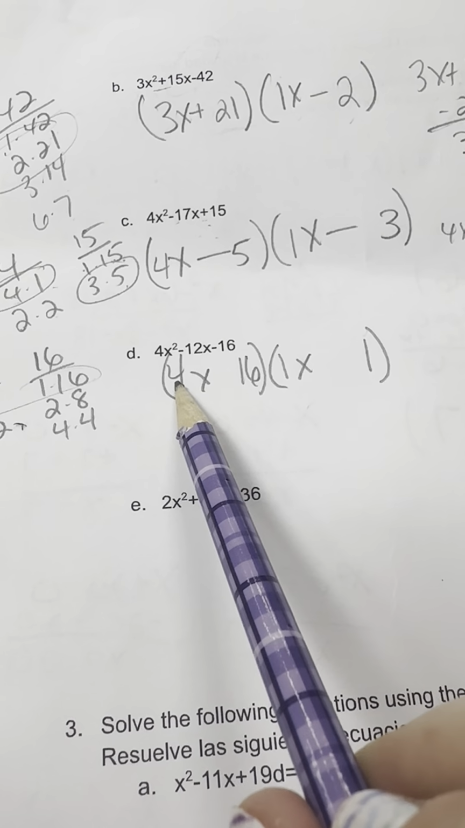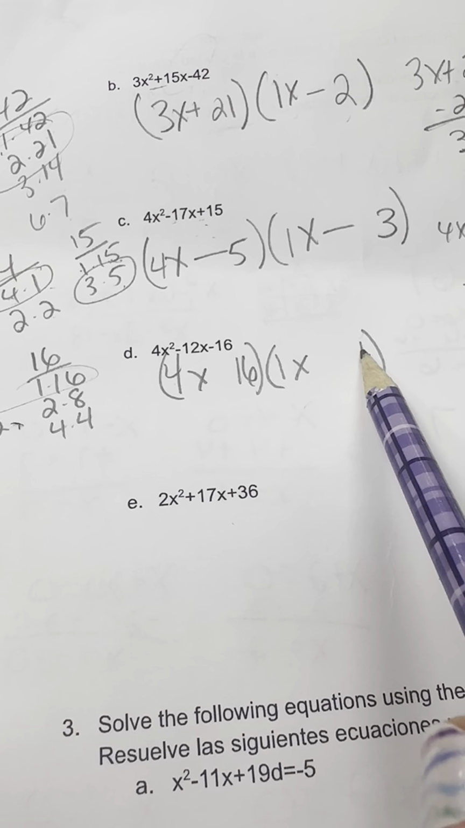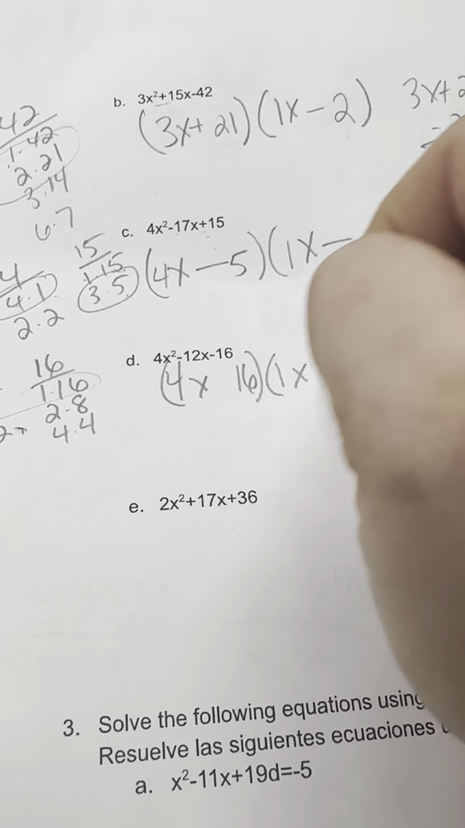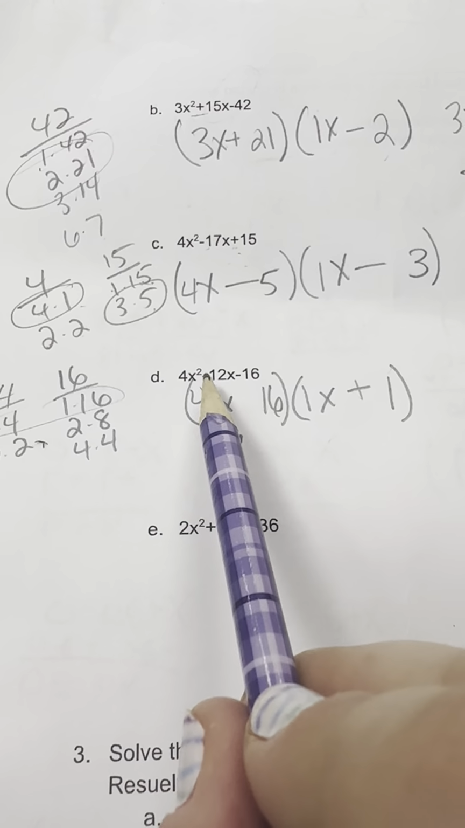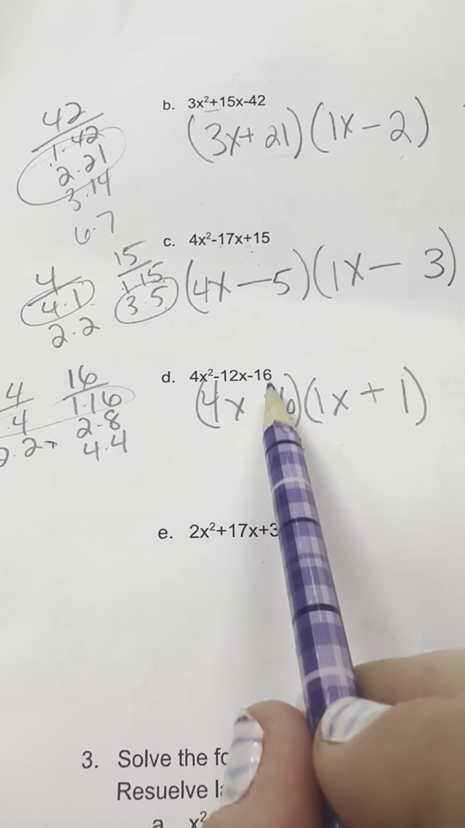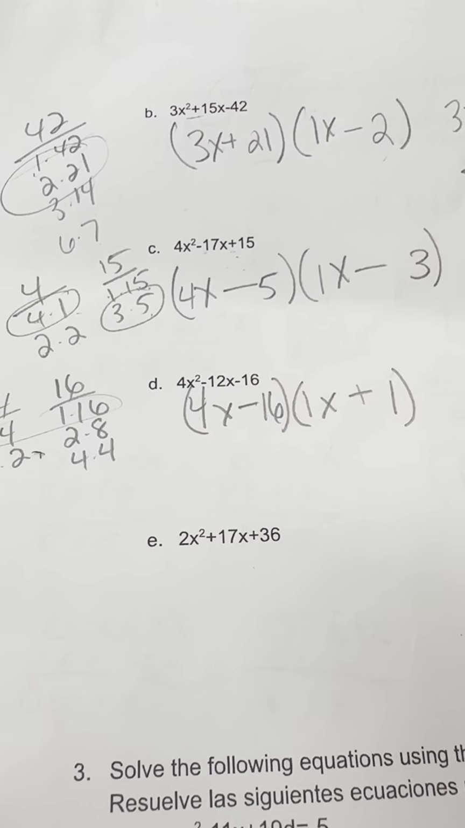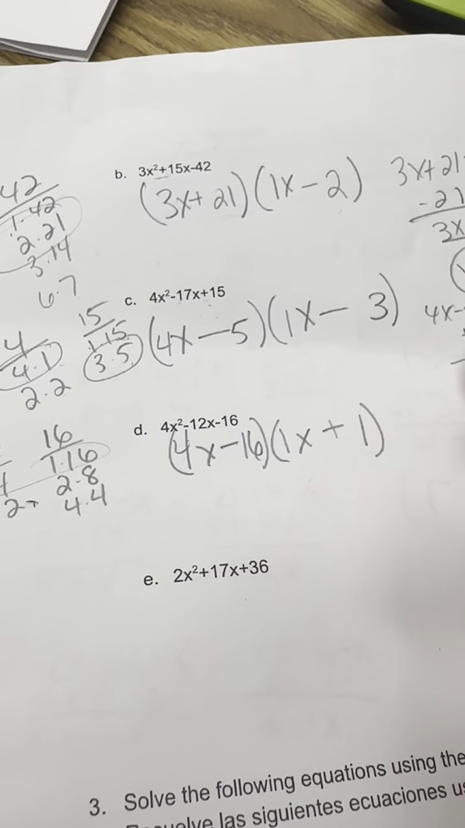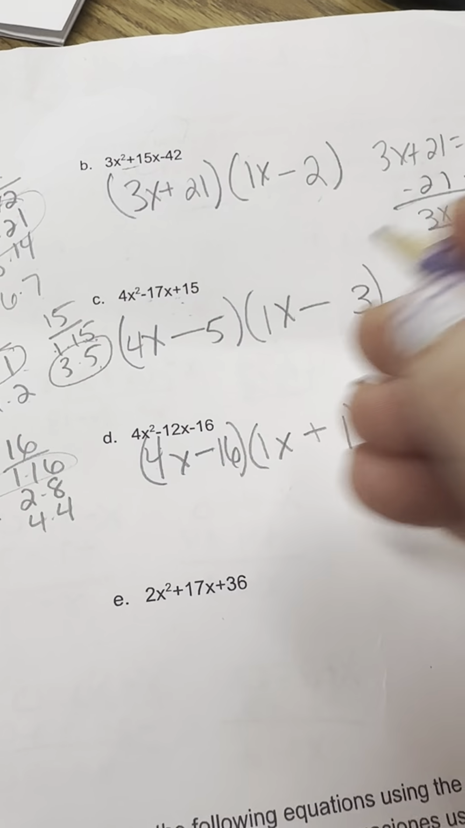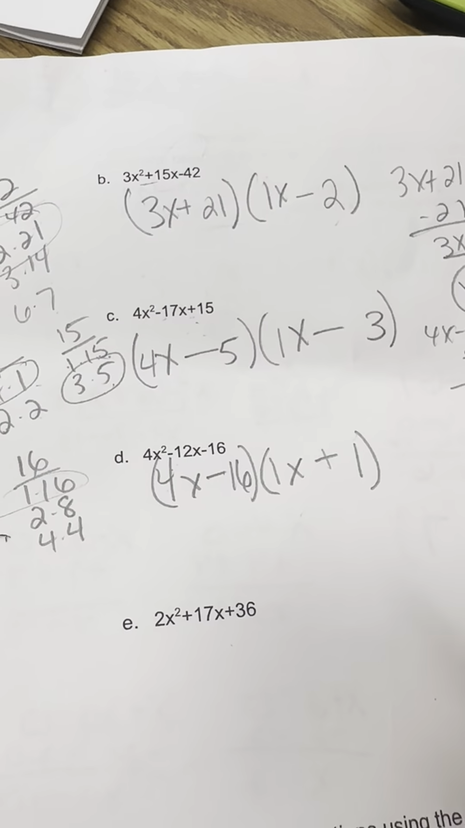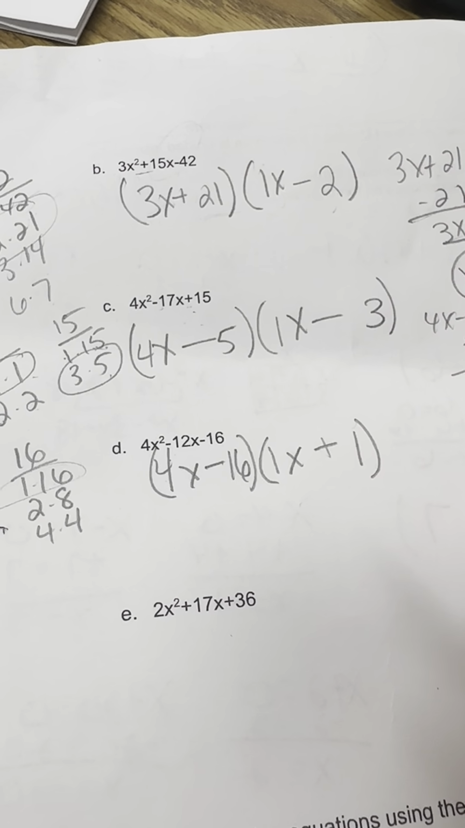So 4, I need to make that into a positive because I have a negative 12 here, which means that my negative needs to go with my larger number. And if we need to check that, because maybe we're not sure, and on the test I'm expecting you to double check all of these.